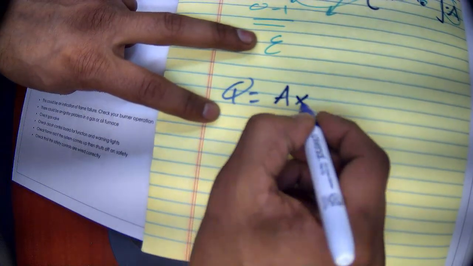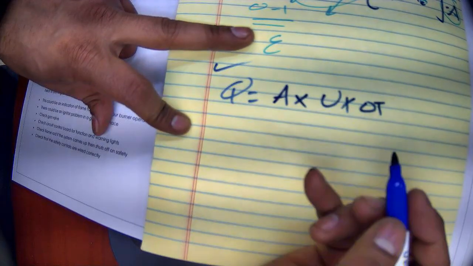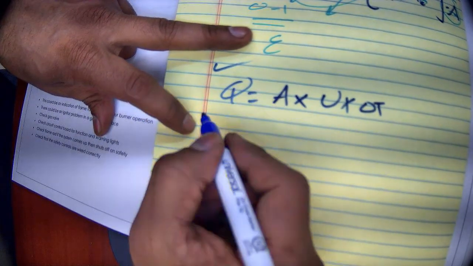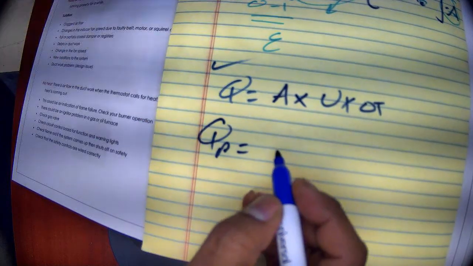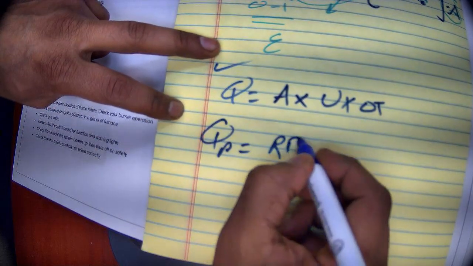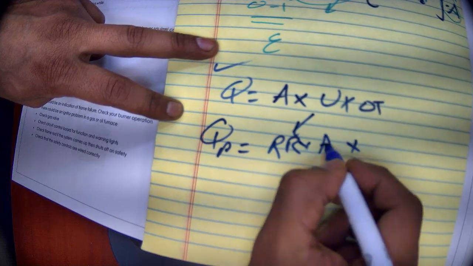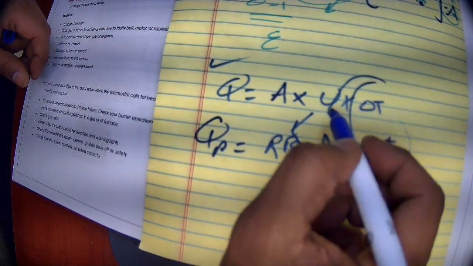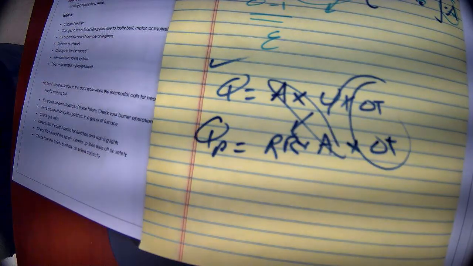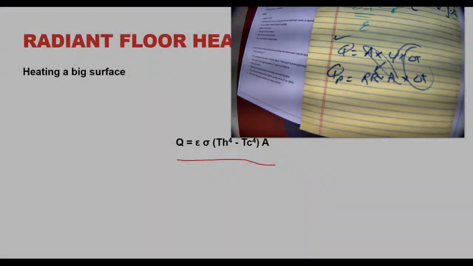We have Q equals area times U times delta T. That's what we know for heat transfer through conduction through an object. So Q radiation will be something very similar, with something called the radiation rate, which corresponds to the U, times area times delta T. So you see these things are still the same, the area and delta T, and the U became the radiation rate. This makes things a little bit easier.